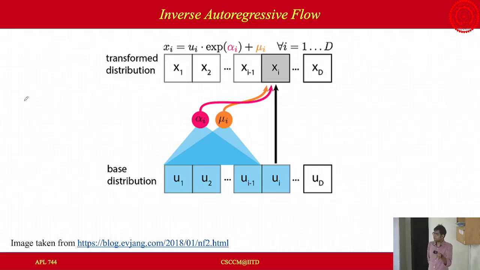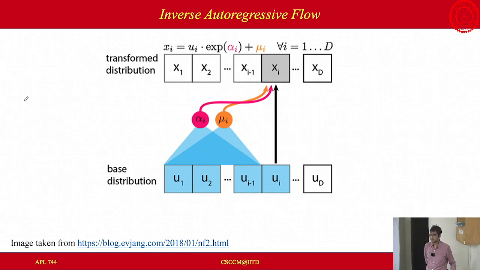So during sampling, this is fine. You can see you sample all the u's together. For all the u's that you are sampling independently, you find out the alpha i and mu i, and from that alpha i and mu i, you find out x all together. So sampling becomes very fast here, but the training part will become trickier, because for training you have to go from x to u, and that has to be done sequentially.